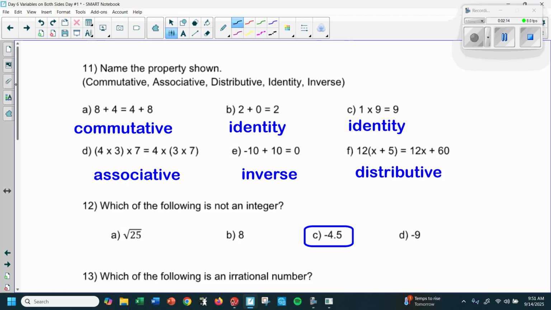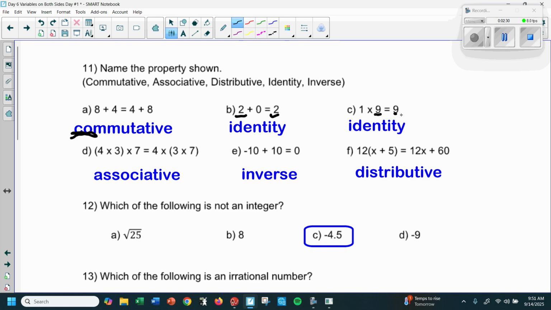So there are the properties. Okay, remember changing order. Oh my goodness, my handwriting's bad. So changing order, 8 plus 4 equals 4 plus 8. That would be commutative. Identity, it's a 2. It stays a 2. Its identity did not change.